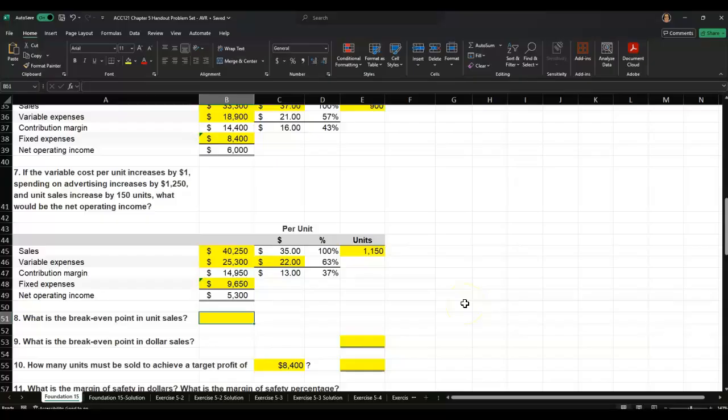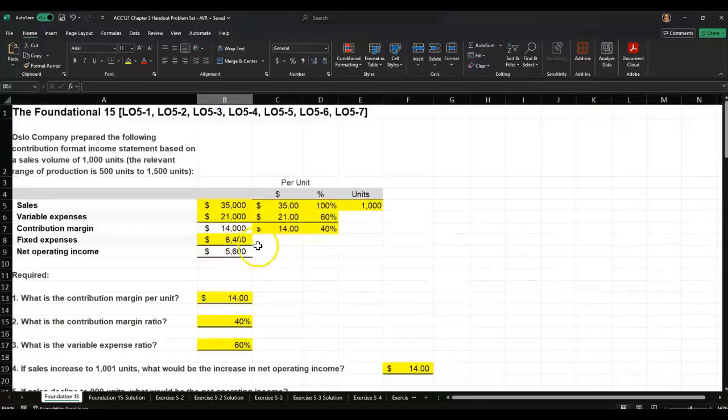All right. So now that I've actually got my numbers, they're asking about the break-even point in unit sales. Okay, now again, keep in mind that we're going back to the top. So we've got $8,400 that we've got to factor in. That is our fixed cost.